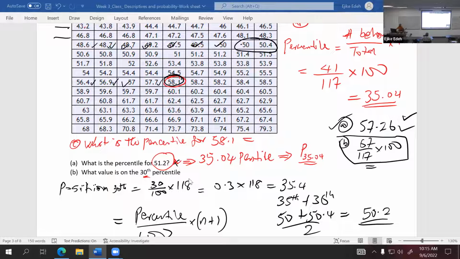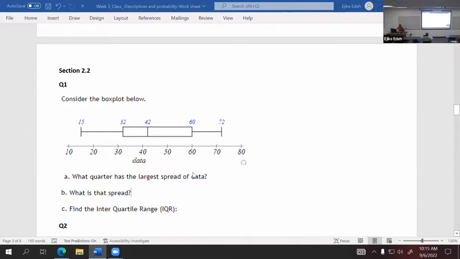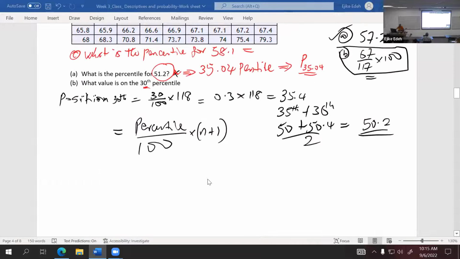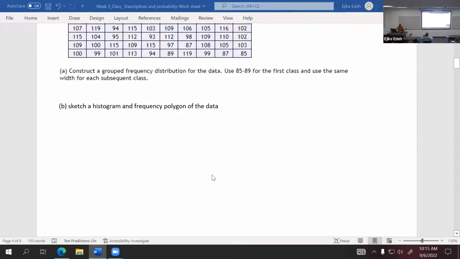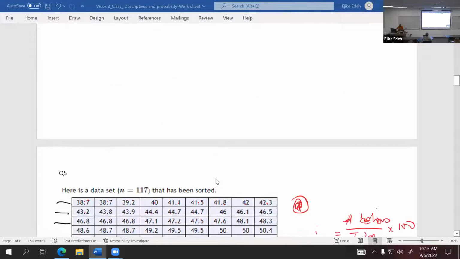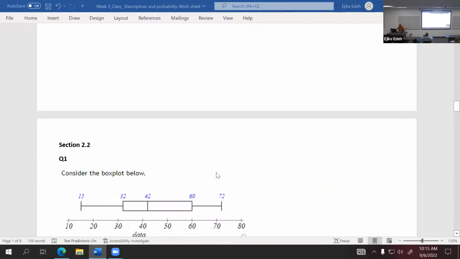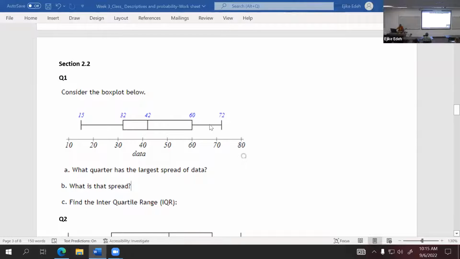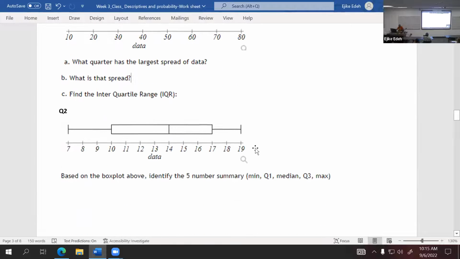Okay. So let's move on to the next section, section 2.2. What I'm doing is picking key questions from each section just to emphasize the class teaching. You study online for more details, right? In section 2.2, the key thing there is the box plot. This is called a box plot. And I think we should answer the second question first.